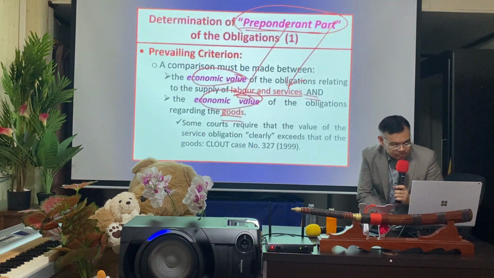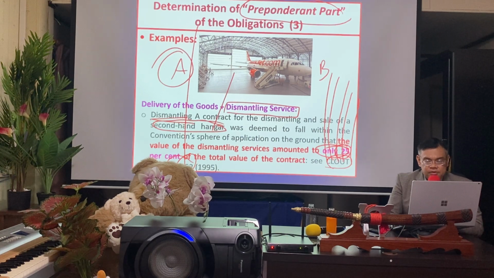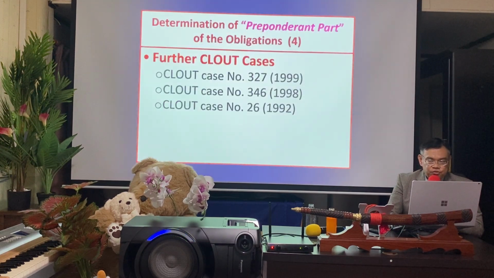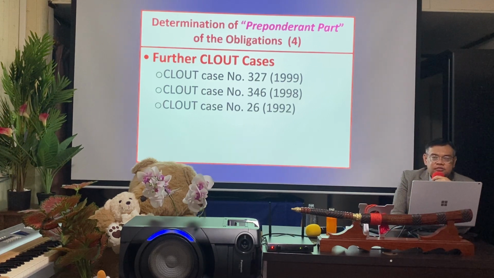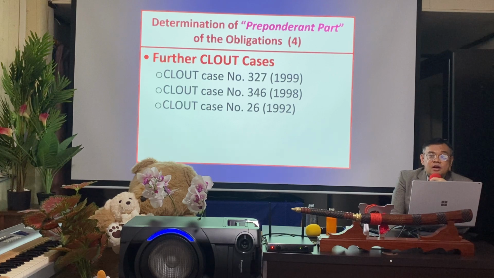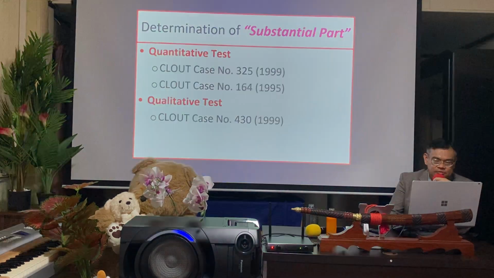So this is also an exclusion of a transaction from the application of the CISG. If we get a contract which deals with two parts, the part dealing with the supply of labor or services, and the part concerned with the delivery of the goods, and the part which deals with the supply of labor or services is the preponderant part, then it will not be the same. Now, before I leave this topic, let's get back to the exceptions.